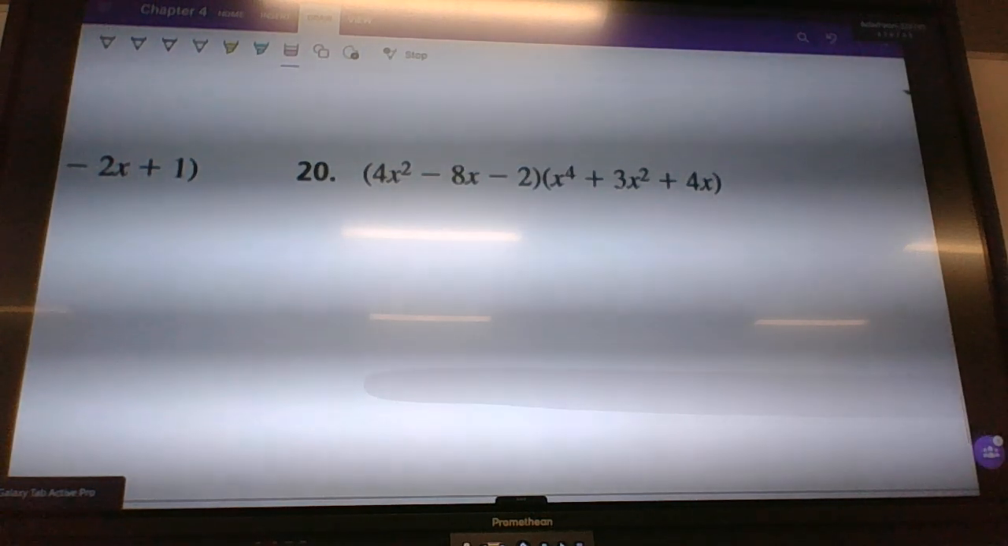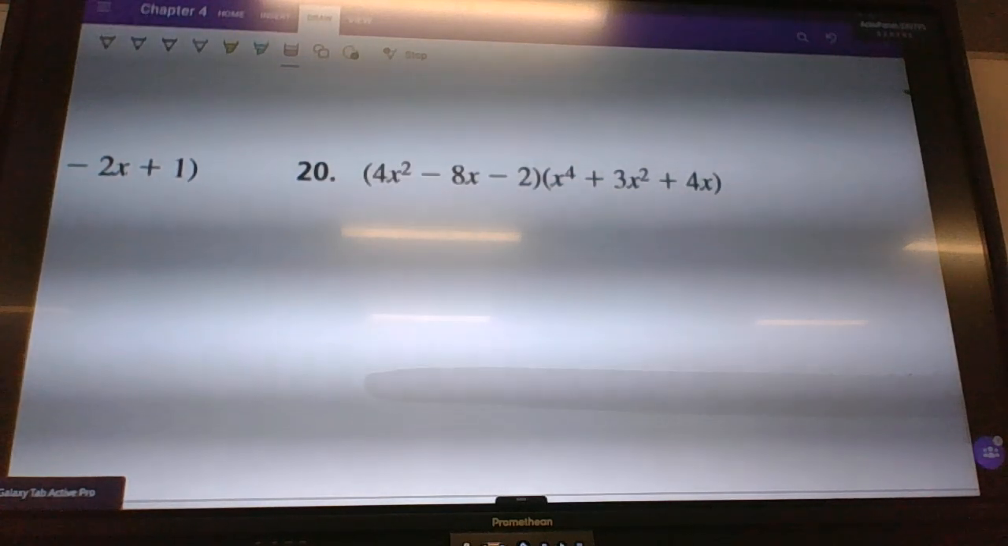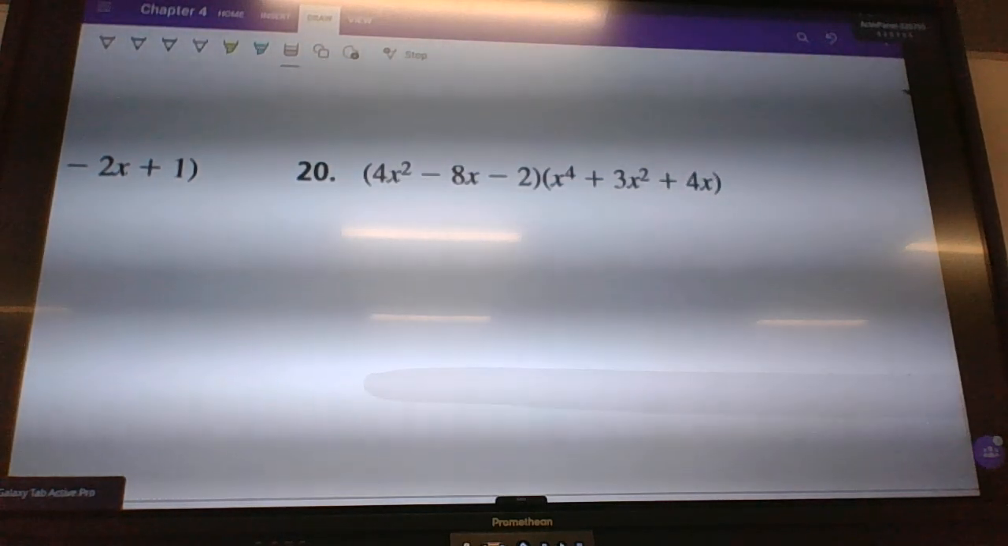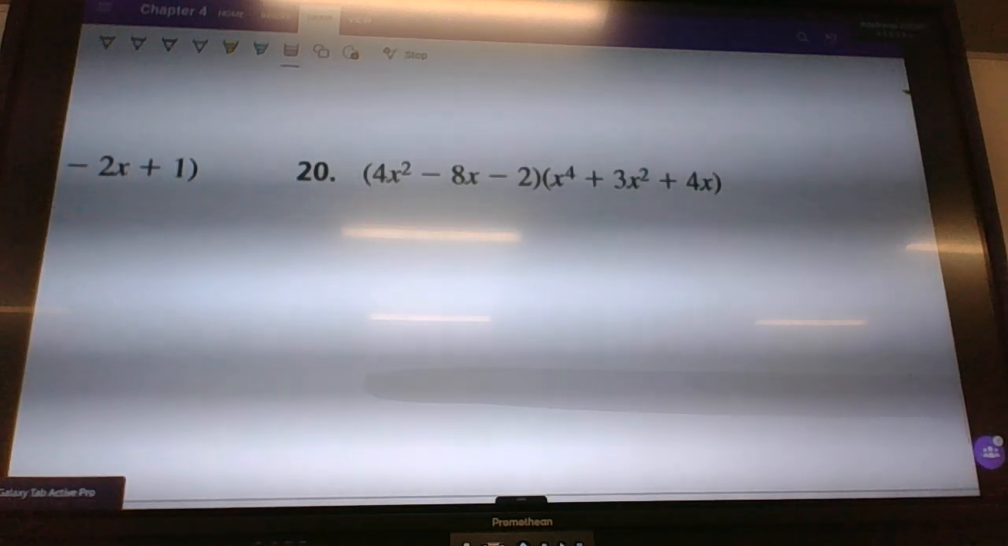That's really the only place I see students in this class make mistakes is with the invisible 1. So this would be 16x to the 3rd.